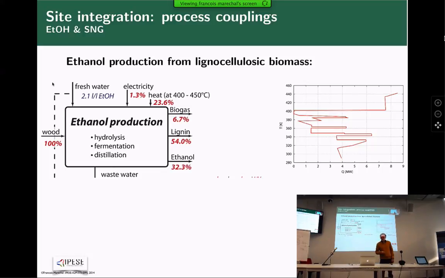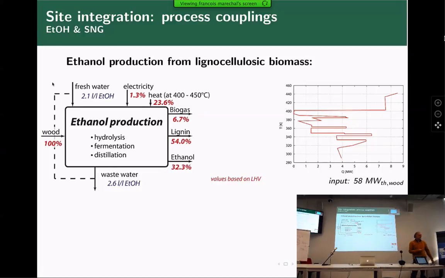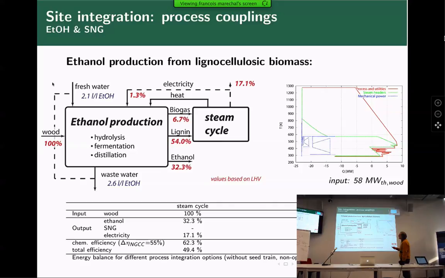This is the typical way we produce fuel from wood today. It's an ethanol process that is doing a hydrolysis, a fermentation, and distillation. This is typically what is done in Brazil to produce liquid fuel. Efficiency, 32%. In reality, the rest is here. It is converted into biogas, and the lignin that is here is dried and then burned into a steam cycle that is producing the heat that is needed, and sometimes exporting, when optimized, a certain amount of mechanical power.